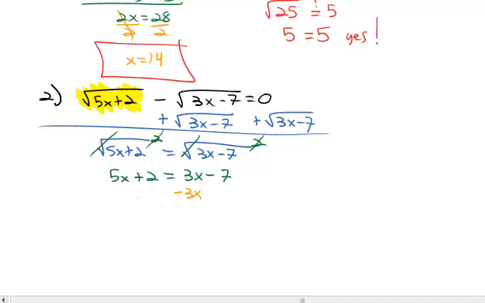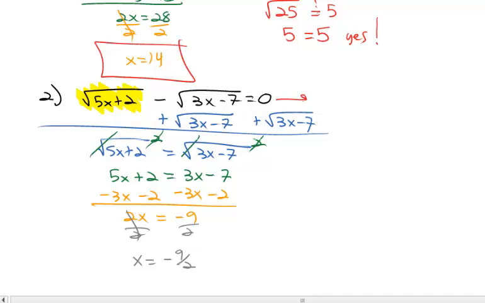Get the variable on one side by subtracting 3x. Get the numbers on one side by subtracting 2. And we're left with 2x equals negative 9. Finally, divide by 2 to find out that x is equal to negative 9 halves. Or so we think. We need to go back and check it in the original problem.